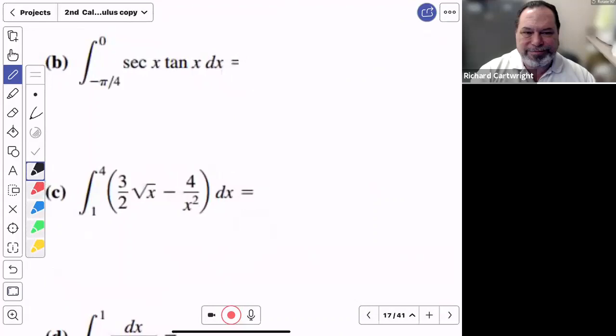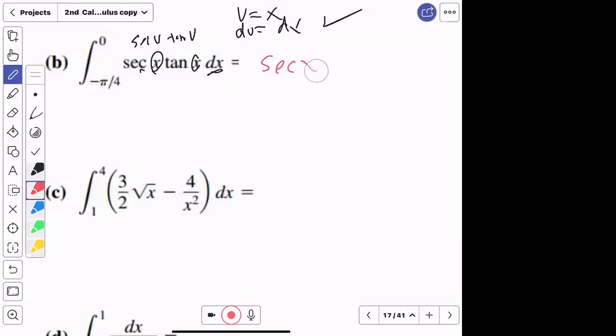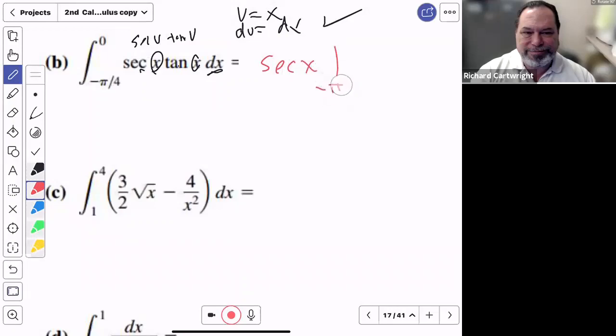First of all, this is the secant of u, tangent of u. So u is x. Du, again, is 1 dx, and there it is. Bingo. Derivative of what is secant tangent? I think it's secant. Just the secant. That's right. Secant of x from negative pi over 4 to 0.